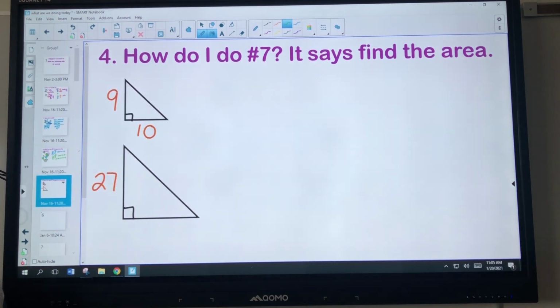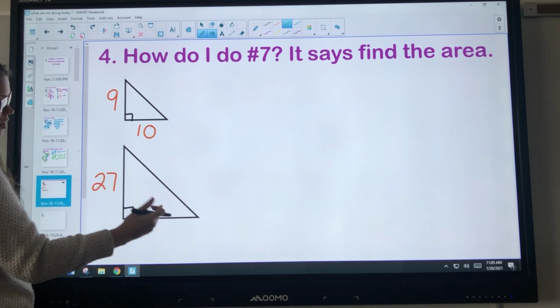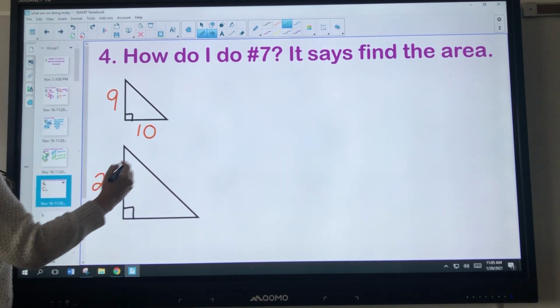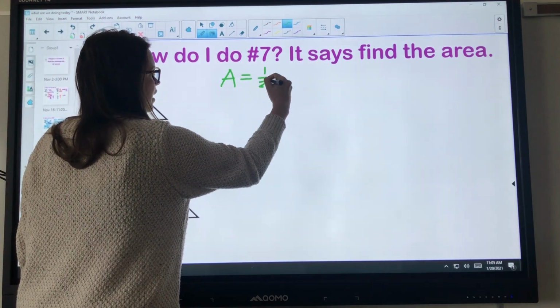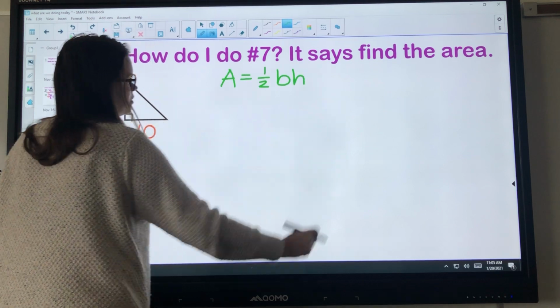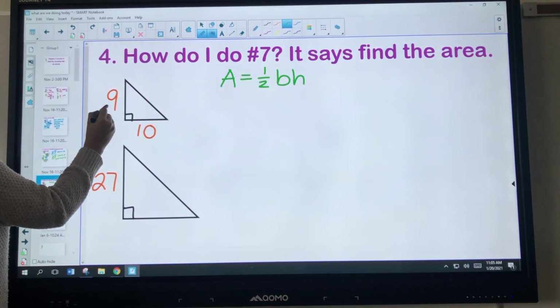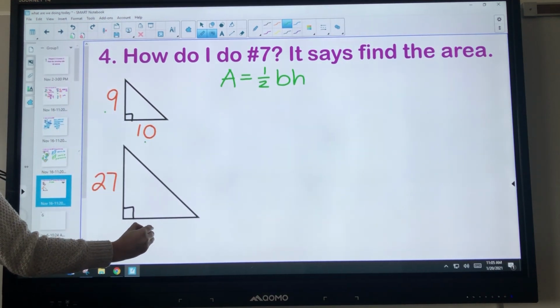Because it wants us to find the area. And in order to find the area of a triangle, you need the base, and you don't have this base. So first of all, you need that formula. Area of a triangle is 1/2 base times height. So you're going to use your 9 and your 10 to find this.